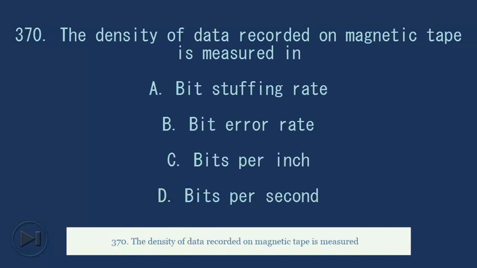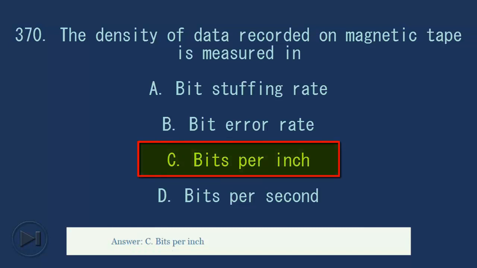370. The density of data recorded on magnetic tape is measured in. A. Bit stuffing rate. B. Bit error rate. C. Bits per inch. D. Bits per second. Answer, C. Bits per inch.